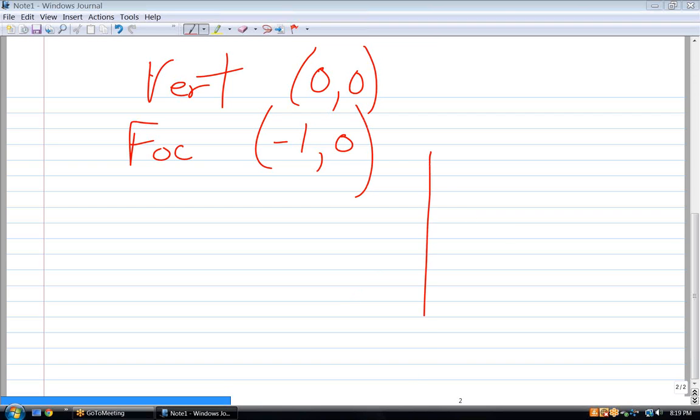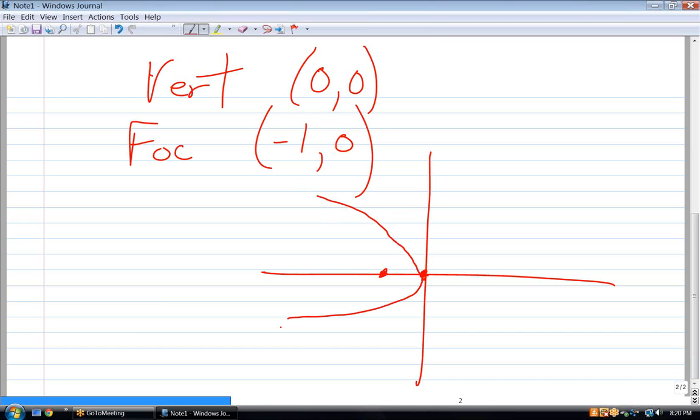Okay, so there's our vertex. Our focus is right there. So what kind of parabola is it, vertical or horizontal? Horizontal. And which way does it open, left or right? Left. Exactly. So we know that we're talking about this kind of a parabola, right? What is the standard equation for that kind of a parabola? What's the standard format?